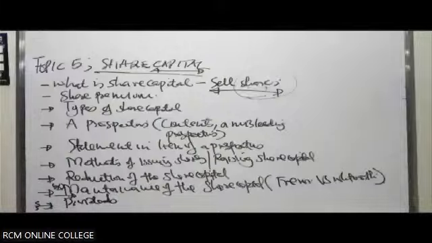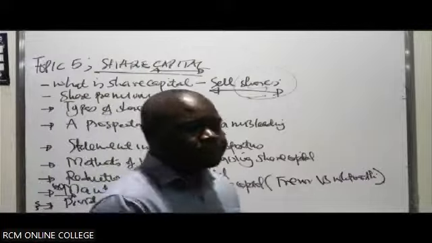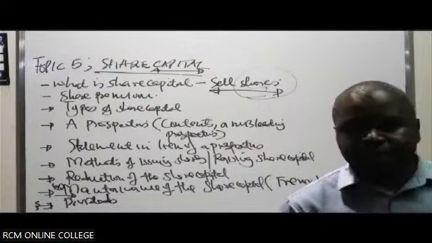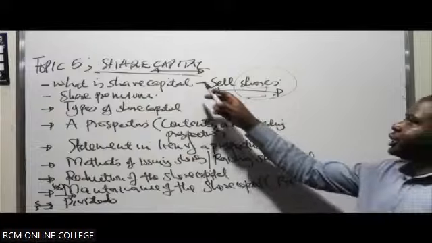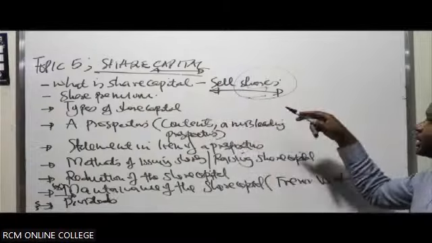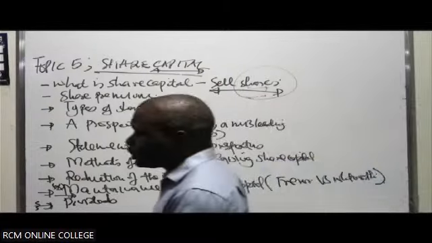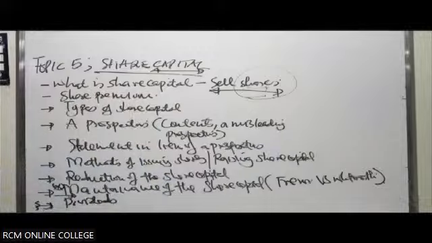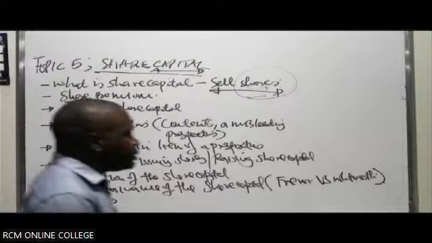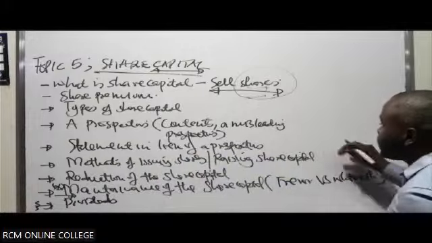A company is a form of business. It can only operate if it has capital. One of the key sources of capital is share capital. It sells shares to raise share capital. So when the shares are sold, they can be sold at what we call a premium.